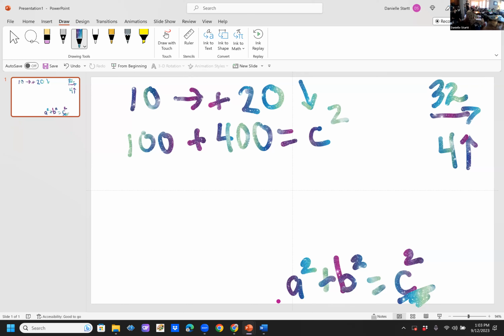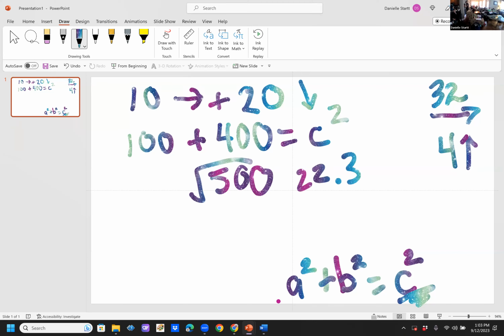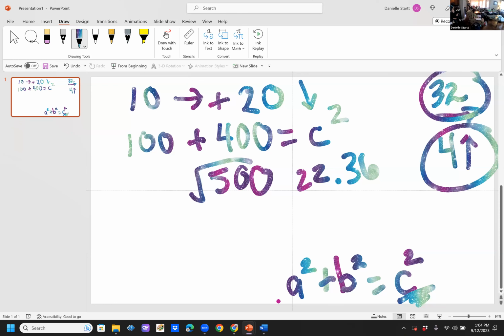So what's the next step? 500, right? The square root of 500 is approximately 22.36. Okay, so this is our first answer. This is our second answer. This is our third answer.